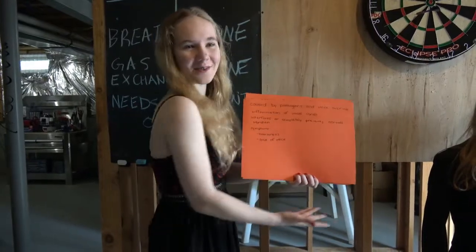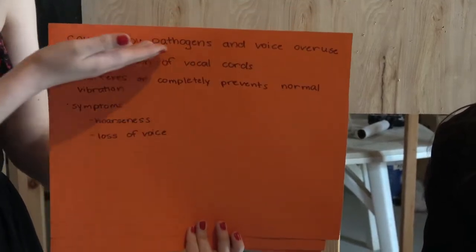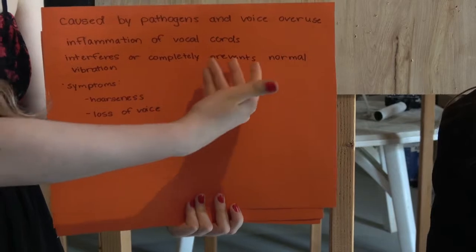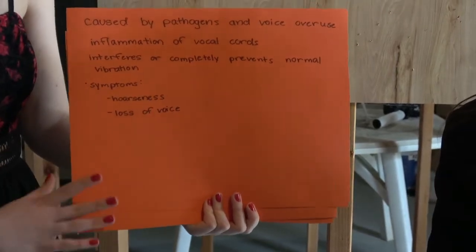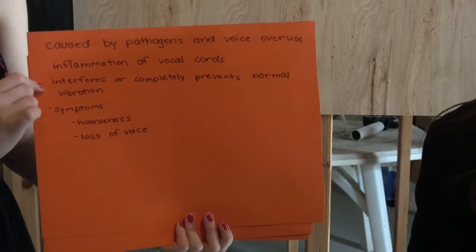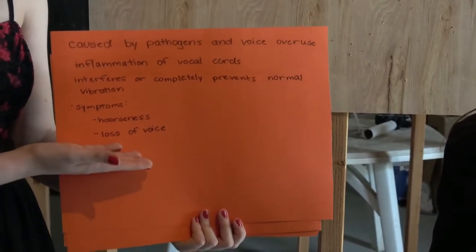The first disorder. This disorder is caused by pathogens and voice overuse. It is an inflammation of the vocal cords, and it interferes with or even completely prevents normal vibration of the vocal cords. Common symptoms include hoarseness and a lack of voice. Is it laryngitis?